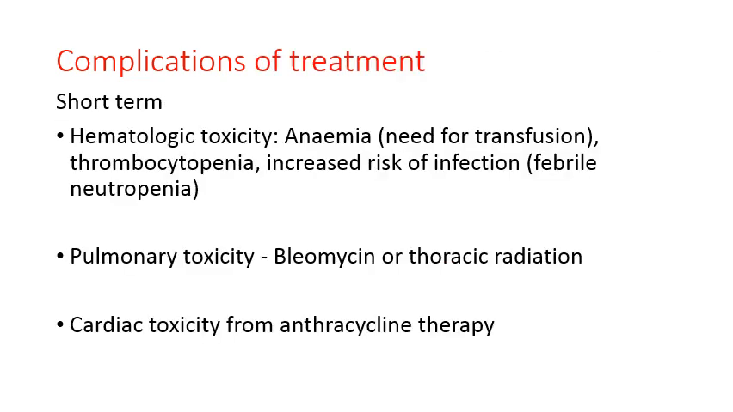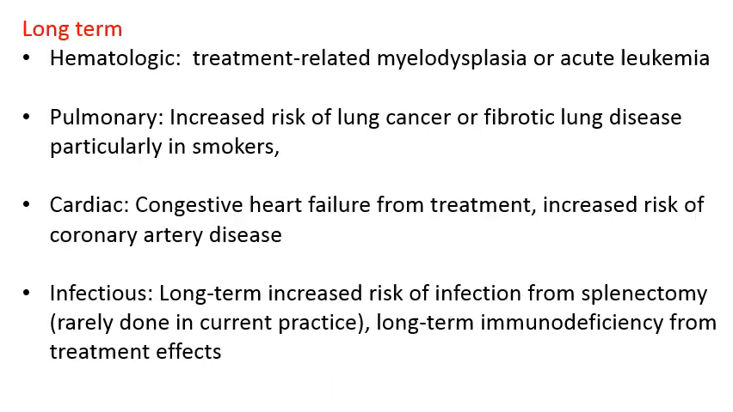And then I will just go through some complications of treatment that patients can present with when you are a house officer, like short-term hematological toxicity. They can come with anemia, which you have to treat with transfusion, and sometimes febrile neutropenia, which you have to diagnose and treat. Bleomycin and thoracic irradiation can cause pulmonary toxicity, and anthracycline can cause cardiac toxicity.